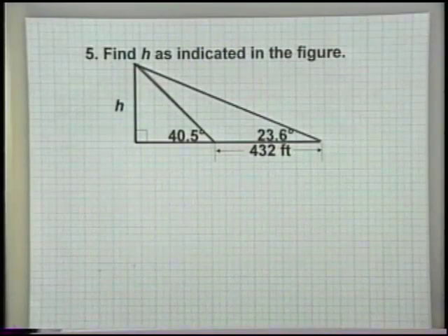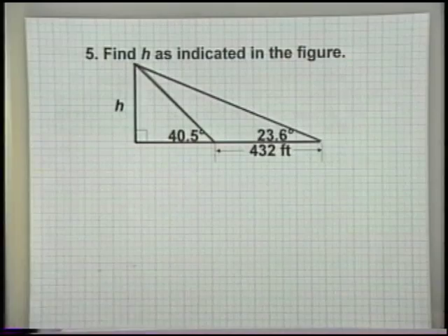Now I'd like for us to look at a very challenging problem that really has nothing to do with bearings. The challenge is more in the algebra and combining the trig with it. So let's look at this next problem.